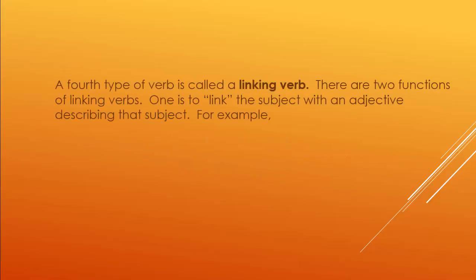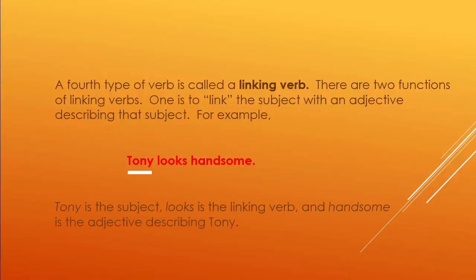A fourth type of verb is called a linking verb. There are 2 functions of linking verbs. One is to link the subject with an adjective describing that subject. For example, Tony looks handsome. Tony is the subject, looks is the linking verb, and handsome is the adjective describing Tony.